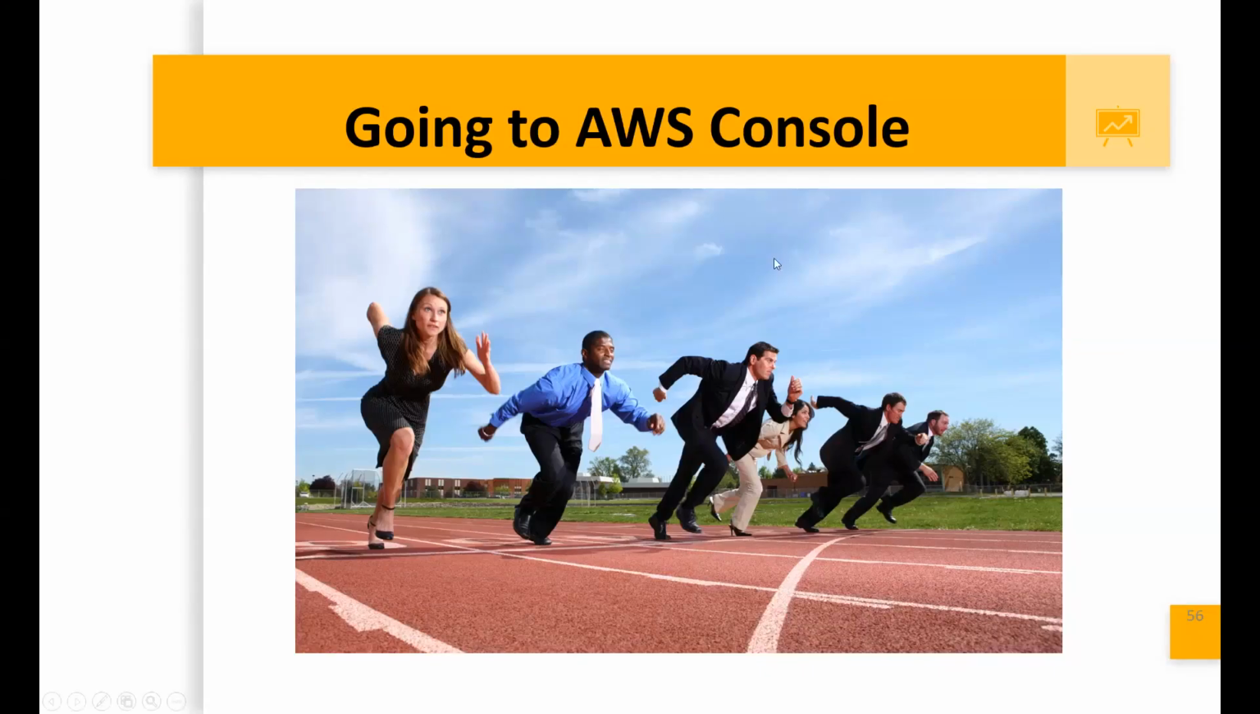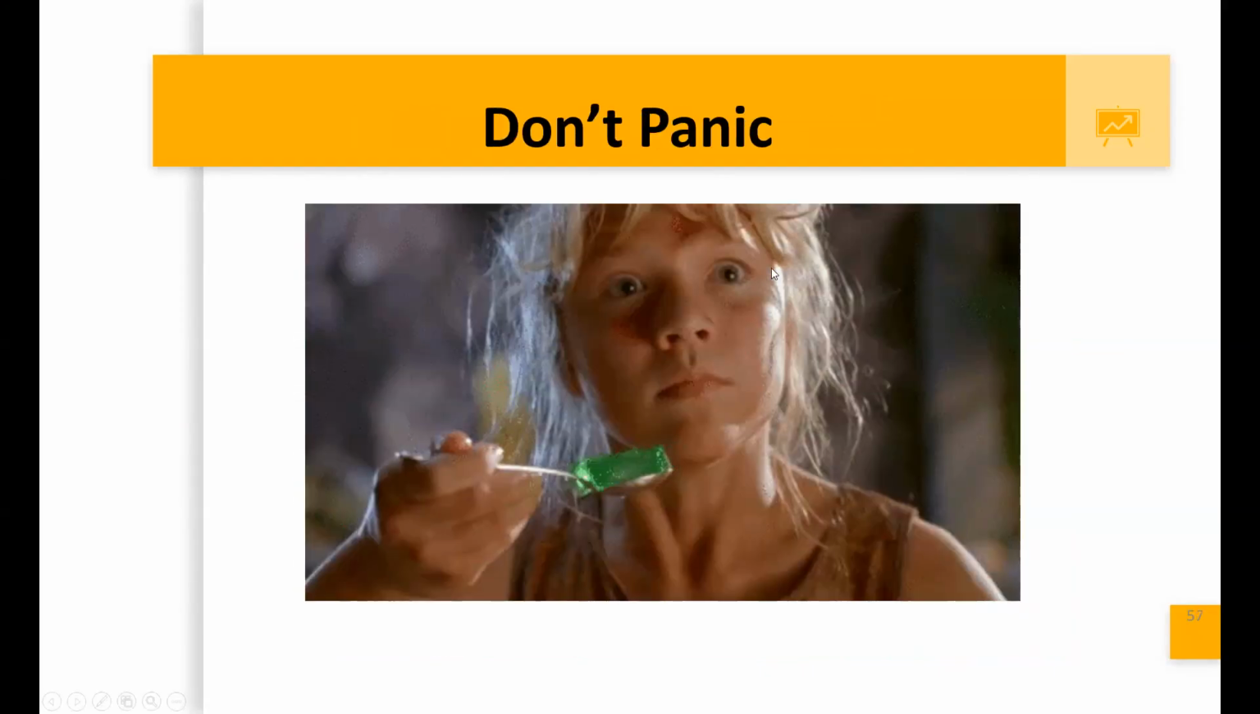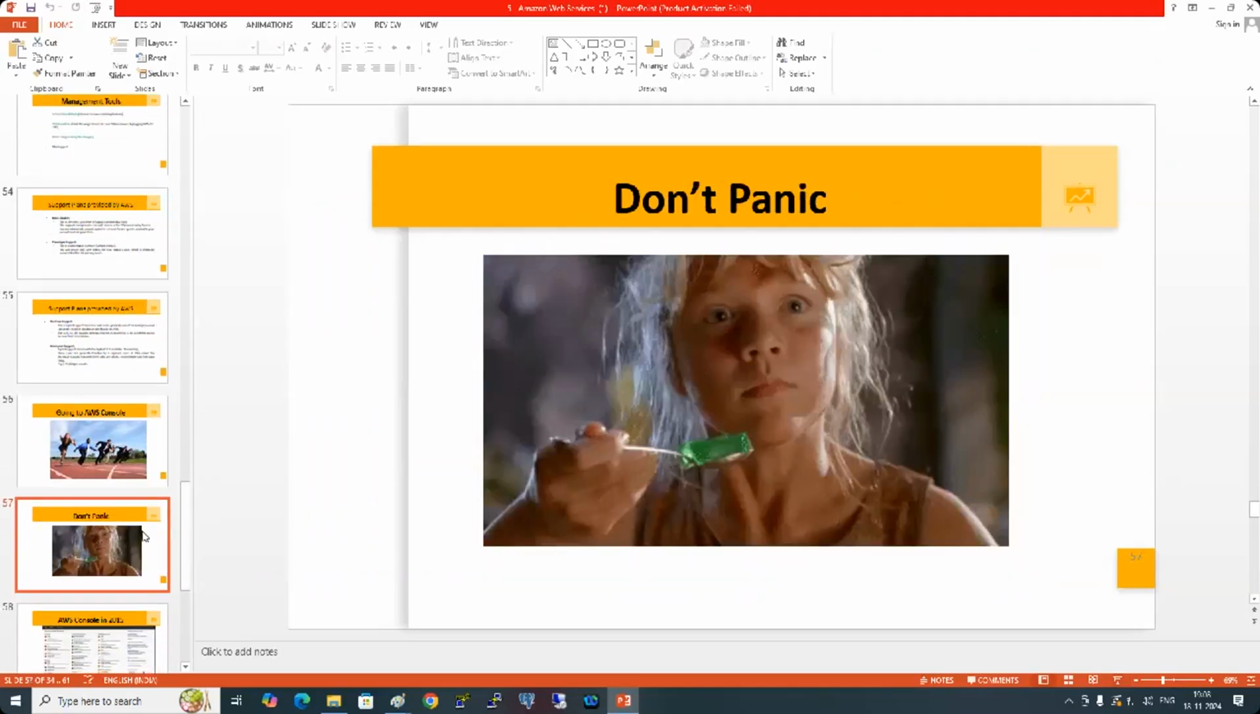Okay, so before going to the AWS console, don't panic. Why did I say don't panic? There is a reason behind it. There are more than 200 services in AWS at the moment. That is the reason why AWS is number one in the market. Because anything new that comes in the world, AWS started introducing it and giving it as a service.